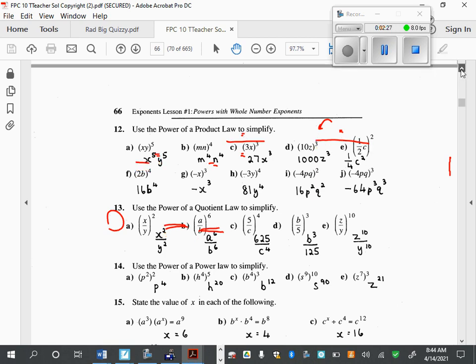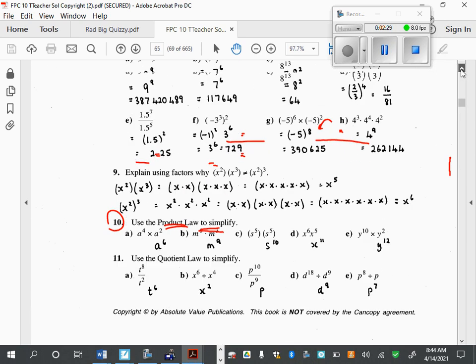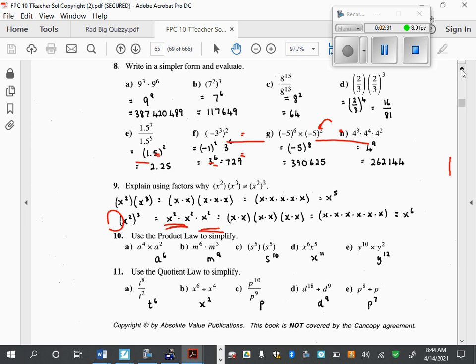Okay, so I want to go to number 8 now. It has a different word than what we talked about. It says evaluate. Usually you can leave your answer. If you add exponents, you can leave your answer as 3 to the 4th. But if it says evaluate, evaluate means find the value of. So you can't leave it in exponential form. You have to tell me what 3 to the 4th equals.